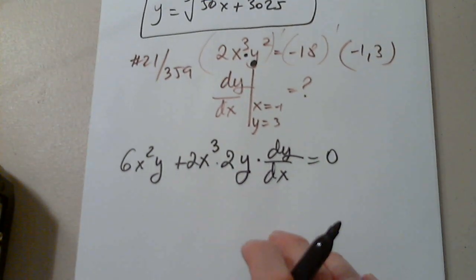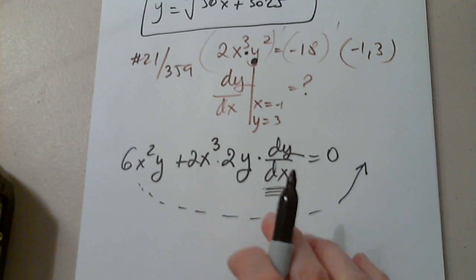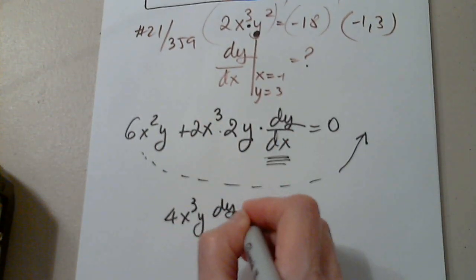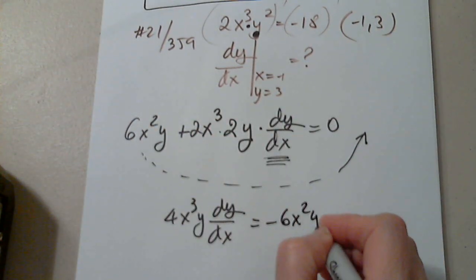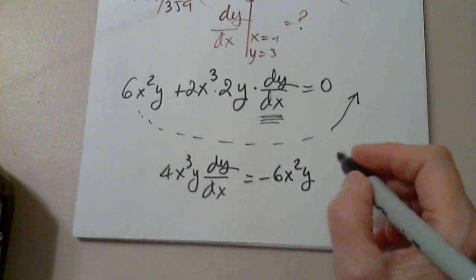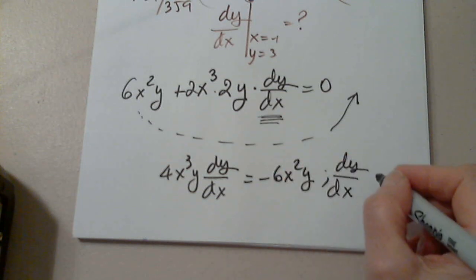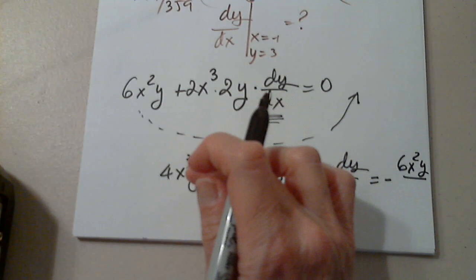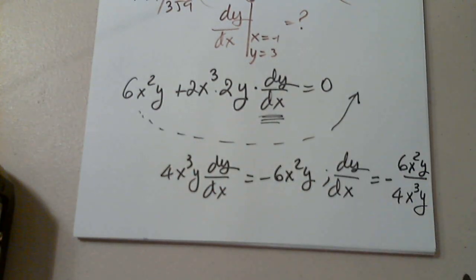That's 0. This is the variable in question. So this has to make its way to the other side, changing its sign. So this piece is 4x to the third y dy over dx, and this goes to the other side as negative 6x squared y. So therefore, we have an expression for dy over dx. The top, so first of all, is negative 6x squared y over 4x cubed y, and we have to simplify it as much as we can.